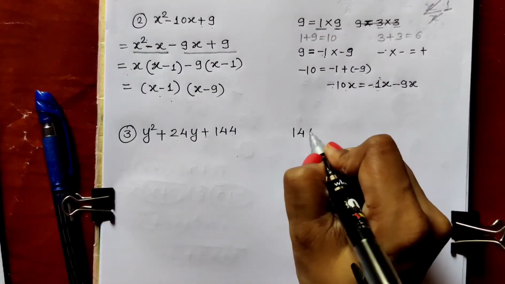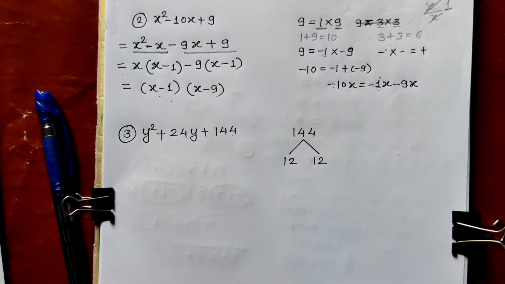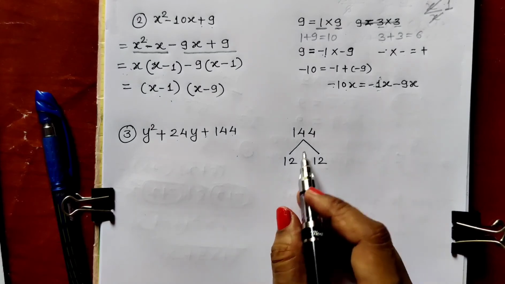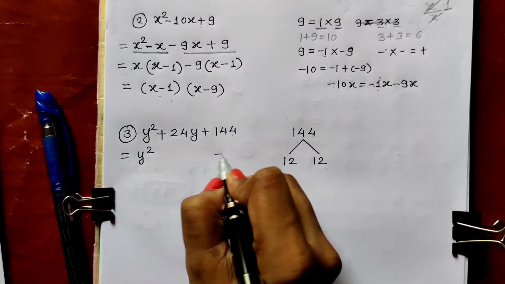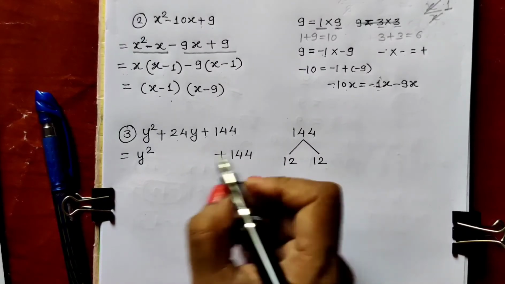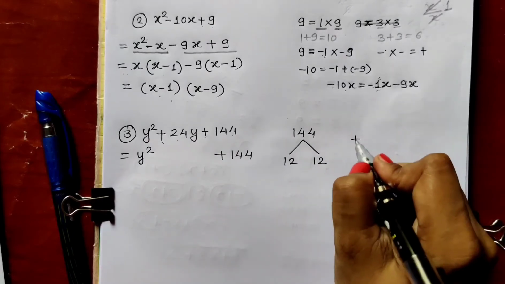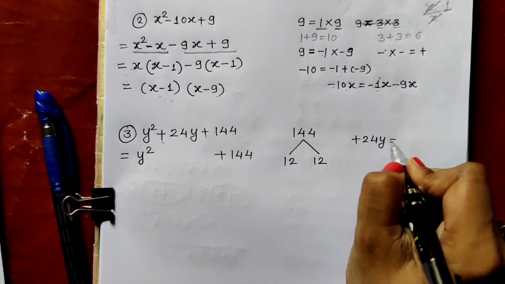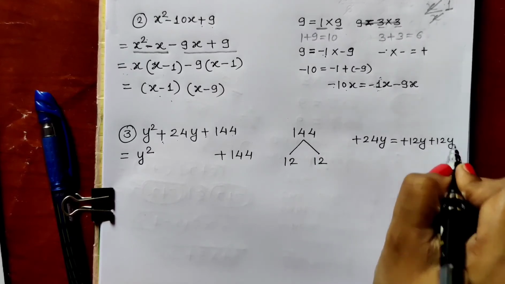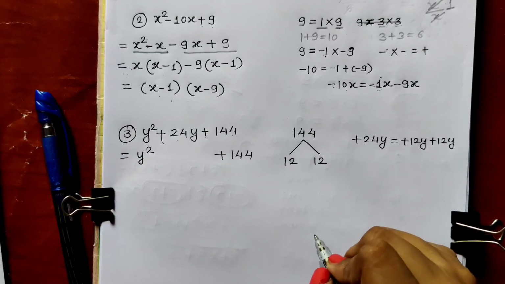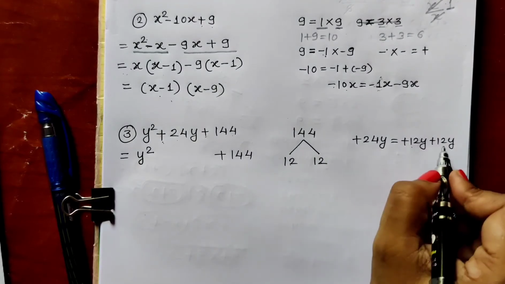Factors of 144 are 12 into 12. In this way, we can write here first term as it is, last term as it is. In place of middle term, we can write these two terms. So plus 24y can be written as plus 12y plus 12y. Plus 12y plus 12y is plus 24y. We are going to use these two factors for writing this middle term.